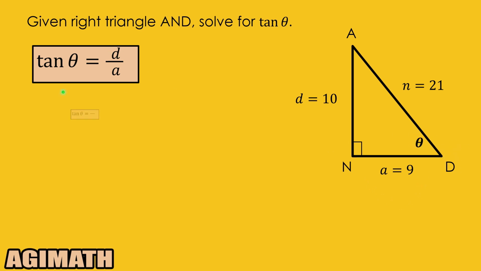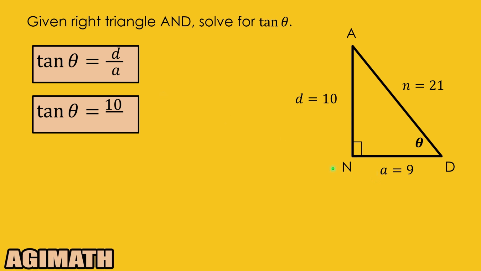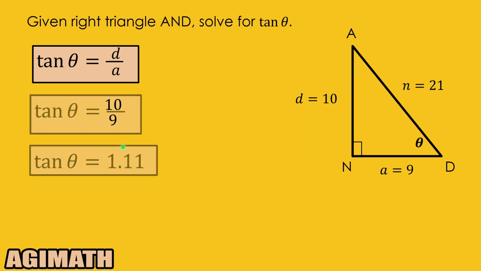Now what we need to do is substitute. Tangent theta is equal to D, which is 10, over A, which is 9. And then it will depend on what kind of choices we have. For example, if the choices are in fraction form, then this is already good as the final answer. But if you want it in decimal, tangent theta equals 1.11.